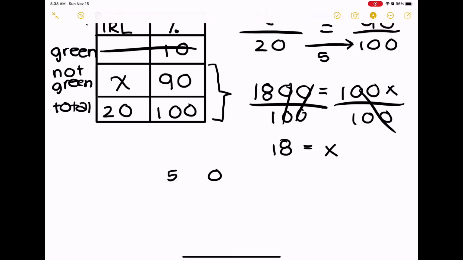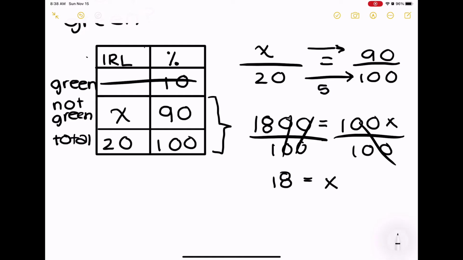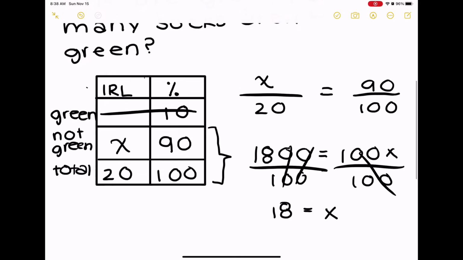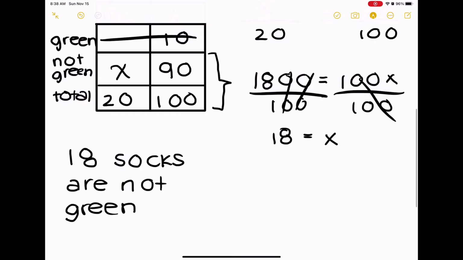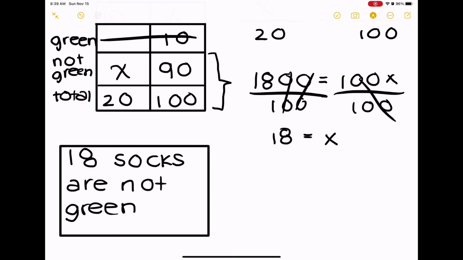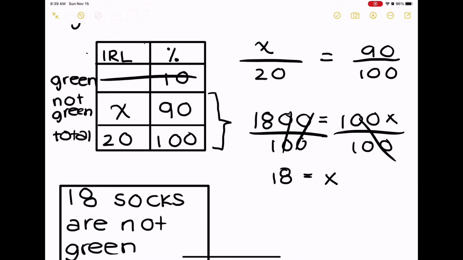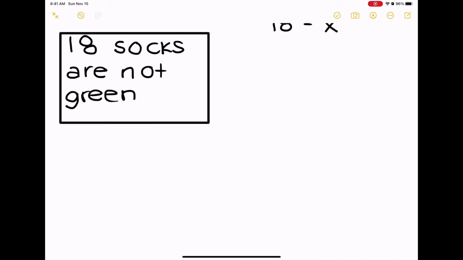You can also do it the way that I said, by finding which number to multiply or divide by and everything like that. That's only if you want to do it quickly, but to go the safe way, it's best to just go ahead and do cross multiplication. So we know 18 socks are not green, and that is our answer. Now let's head on to a second problem.